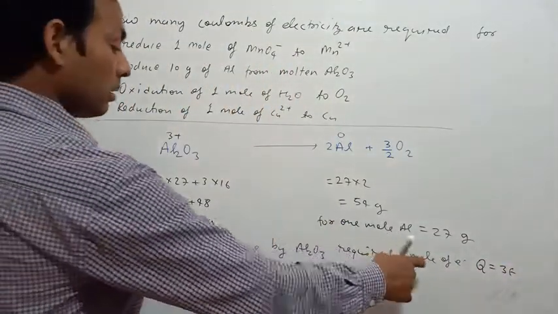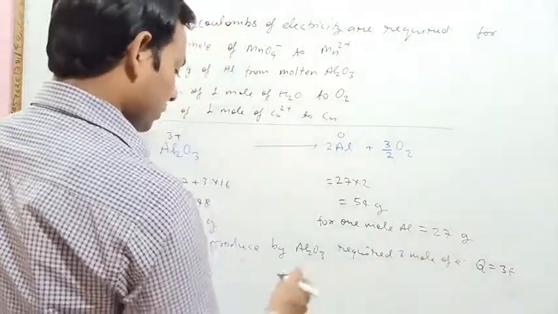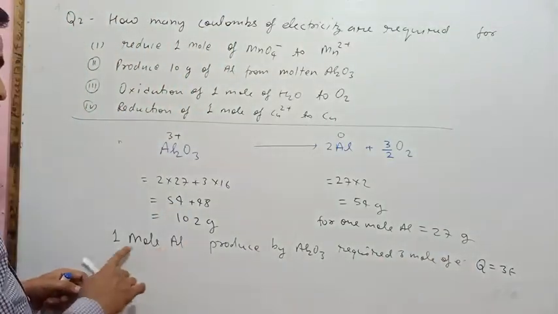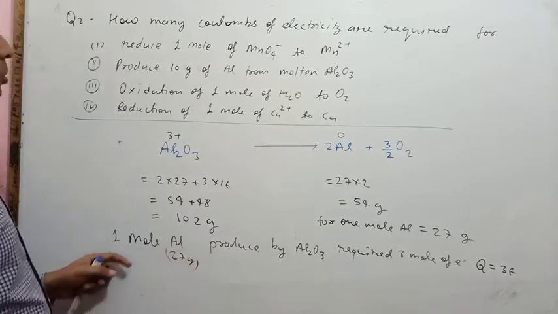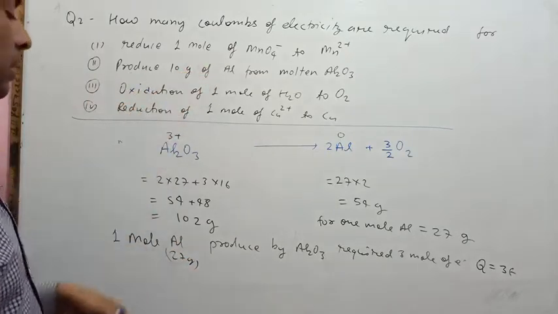1 mole of aluminum is 27 gram. So how many coulombs are required to produce 10 gram of aluminum?